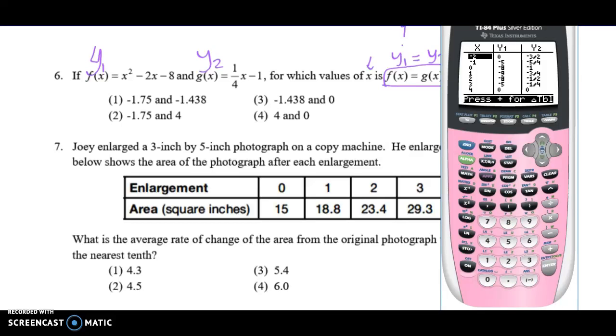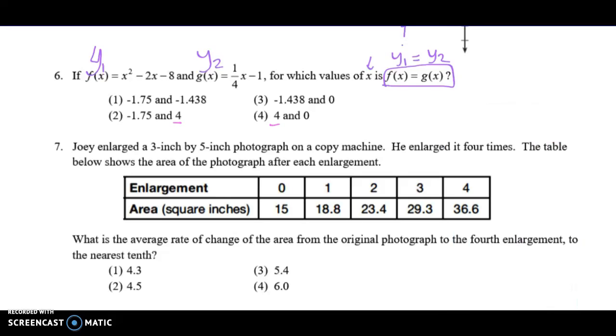Scrolling through, I want to see where they have the same value. And I see it here. When x was 4, my y's have 0 and 0. Right here, x is 4, the y's have the 0 and 0. So one of my values is when x equals 4. And I see x equals 4 in these two answer options. That eliminates 1 and 3.